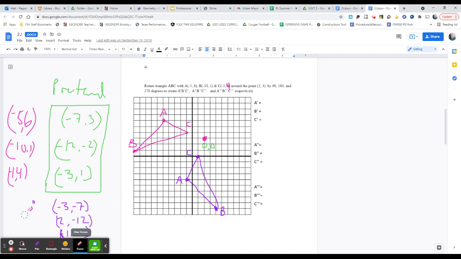Next, I'm going to erase these purple things right here because these were, again, pretend points, pretending that this is the origin right here. Now that we graph them, we don't need these pretend points anymore.